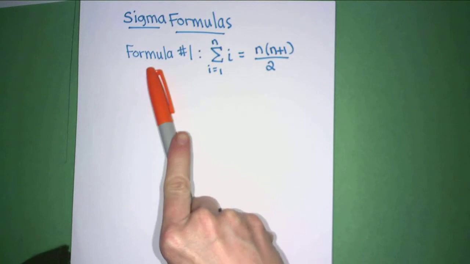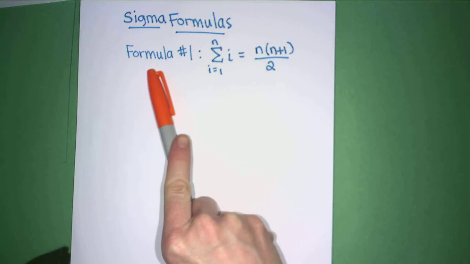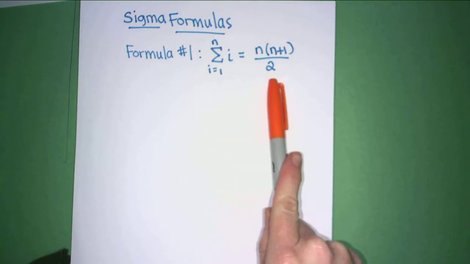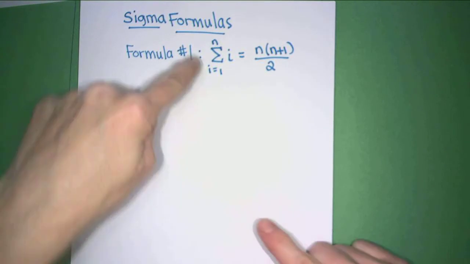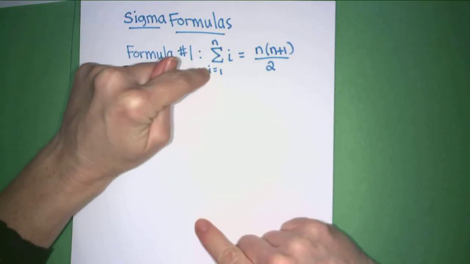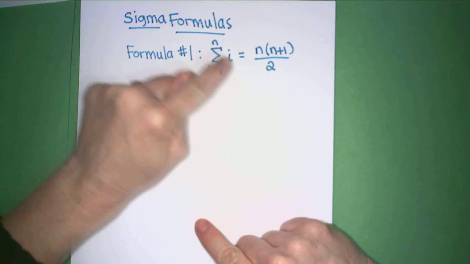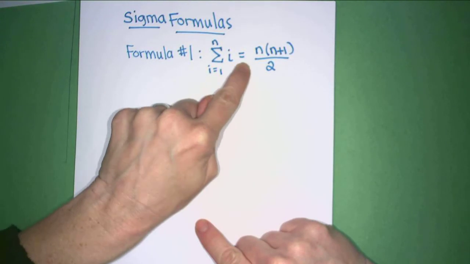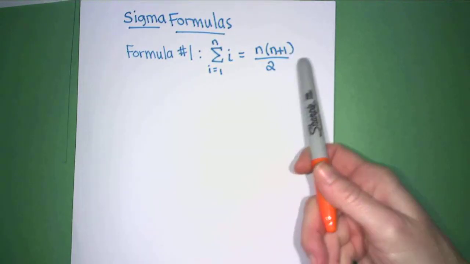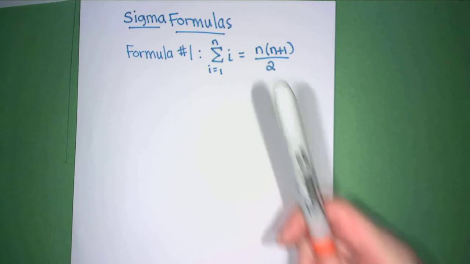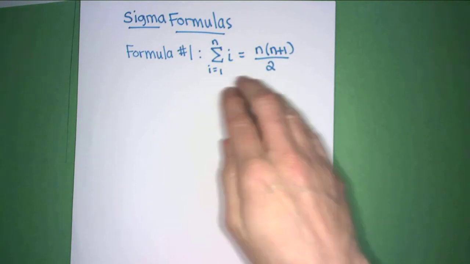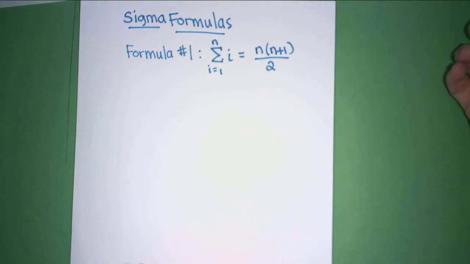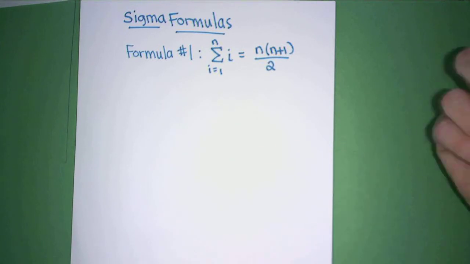So the first formula, we're going to call this formula number 1. I just straight up need you to memorize this. So this is what it says. The sum from i equals 1 to n of the function i is equal to n times n plus 1 all over 2. So I need you to memorize this. You're going to see why later on down the road. But if I want you to memorize this, I want you to see how it works as well.